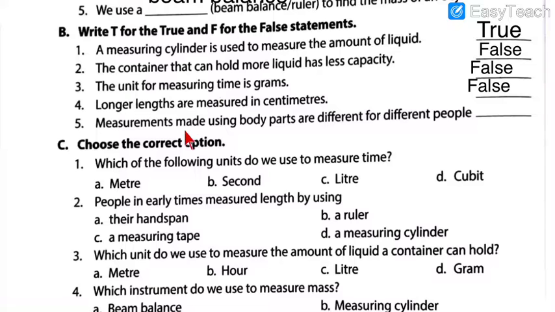Okay, last one. Measurements made using the body parts are different for different people. Is it so? Yes, it is true. That's why later we have introduced the standard measuring units, because previously when people used to measure with their body parts, for different people different measurements used to come. Obviously your hand, my hand, your leg, my legs, sizes are different. So these are the answers. I hope that you were checking, you were correcting your answers, and you were even understanding why the statement is true or false respectively.